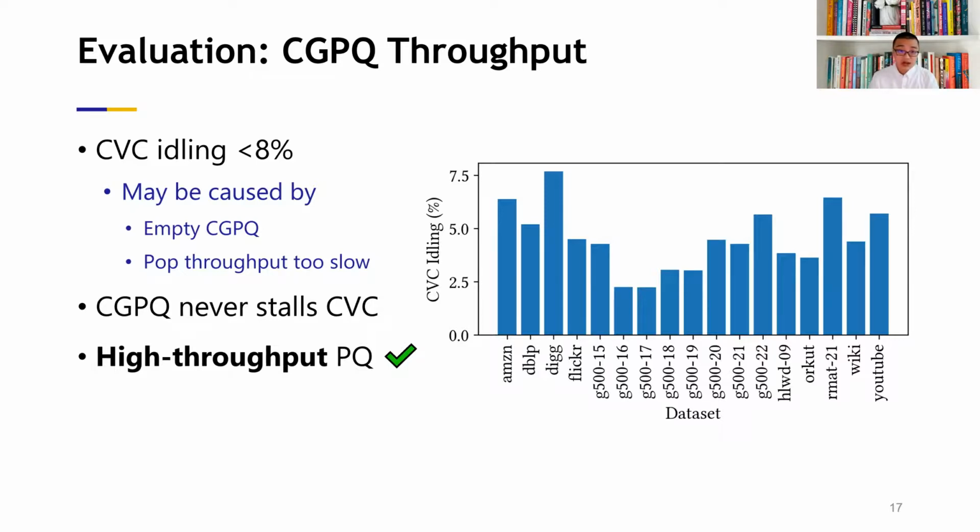The CVC may be idle either because the CGPQ is empty or the pop throughput is too low to generate requests to the CVC. Low idling indicates that the CGPQ pop throughput is sufficiently large. Moreover, the performance counters also show that the CGPQ never stalls the CVC due to insufficient push throughput. Therefore, we have achieved both design objectives for the CGPQ.